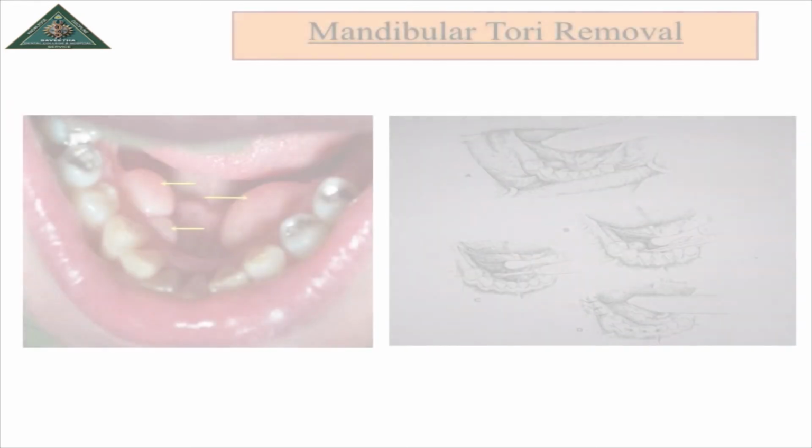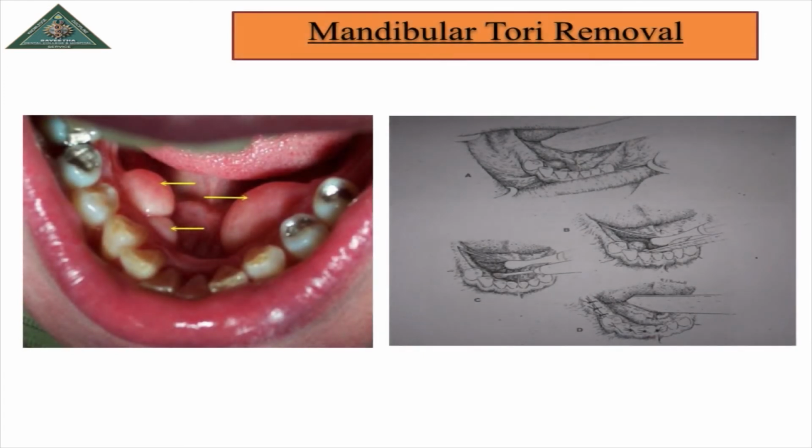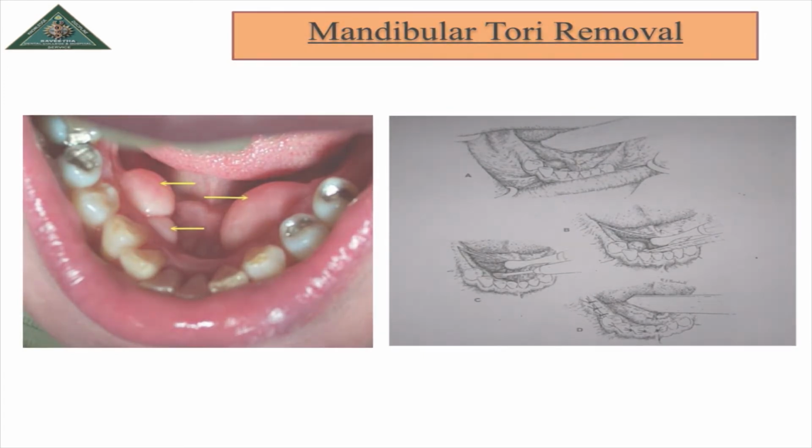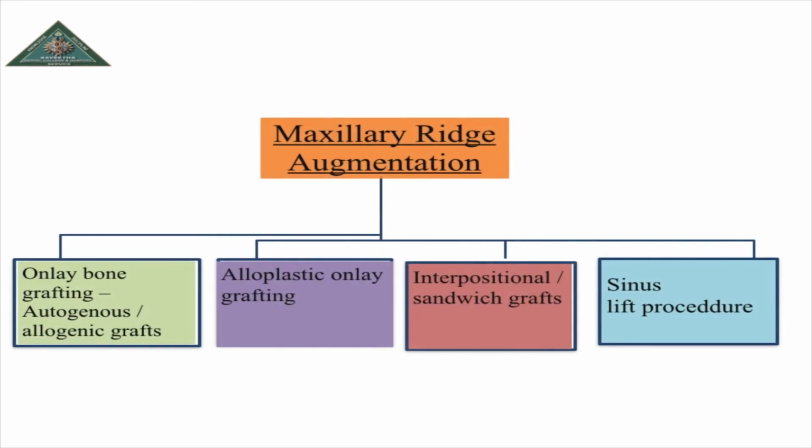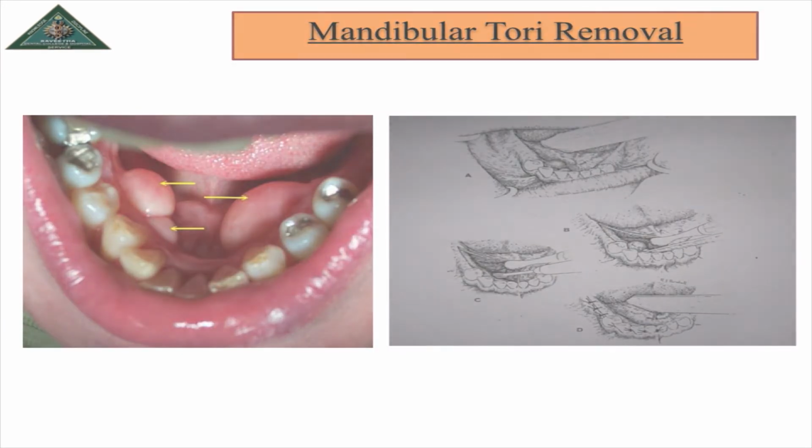When you come across a mandibular torus in a patient, this is a type of bony excess found on the lingual surface of the mandible opposite to the canine and the premolar, and it has to be removed if it is interfering with the denture placement. Next we will discuss the various ridge augmentation procedures which are done on the hard tissue.